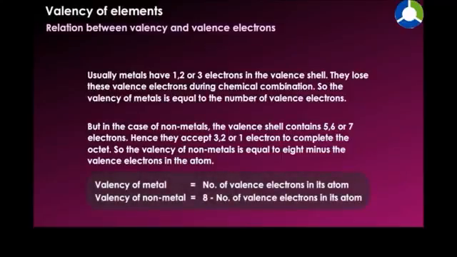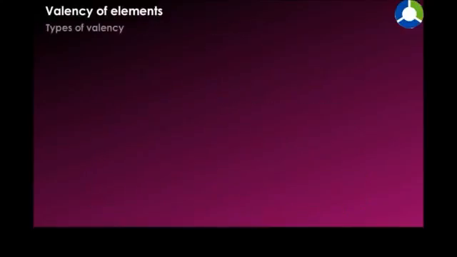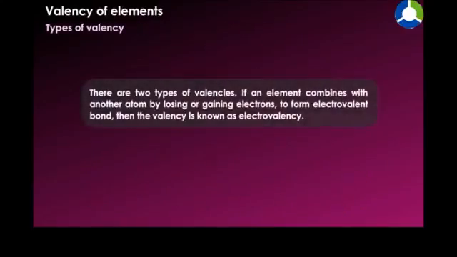Valency of metal equals the number of valence electrons in its atom. Valency of non-metal equals 8 minus the number of valence electrons in its atom. Types of valency. There are 2 types of valencies.